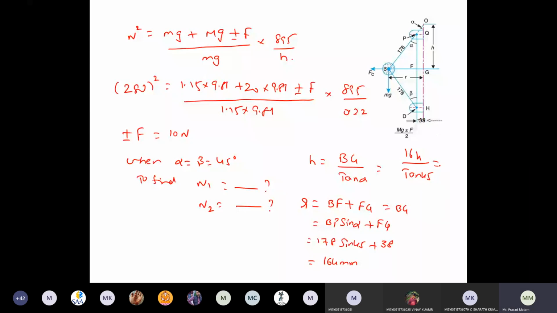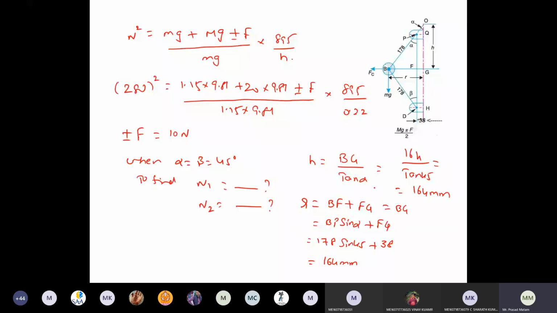tan 45. What is the height of the governor now? How much are we getting? Tan 45 is 1, right? So 164 mm only. That is equal to 164 mm. Now we got the height and radius of rotation. Now try to find out the n value.